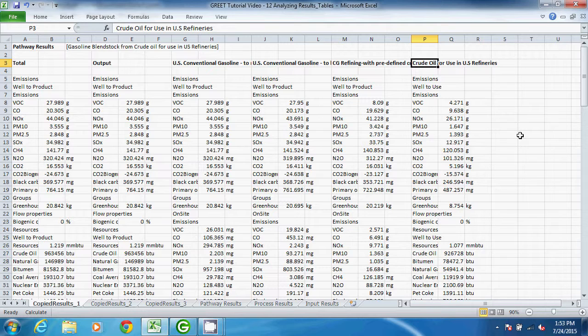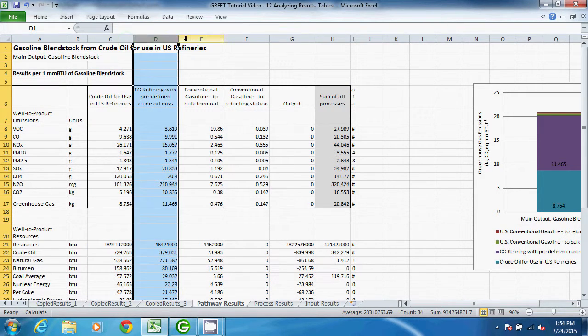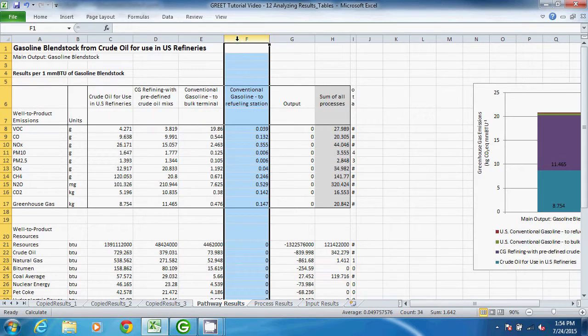I reorganized these results in a table on a separate worksheet, pulling out the more relevant emissions and resource groups. I also edited the results for each process so that they include only inputs for that process, but results for other processes are excluded. From now on, we'll just concentrate on the emissions results. We can see the isolated results for crude oil, CG refining, to bulk terminal, and to refueling station in the first four columns in this table.